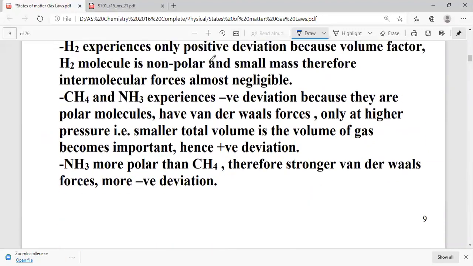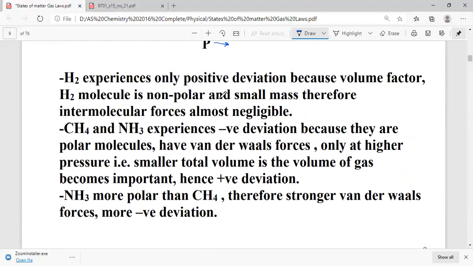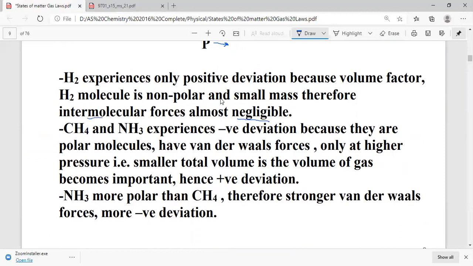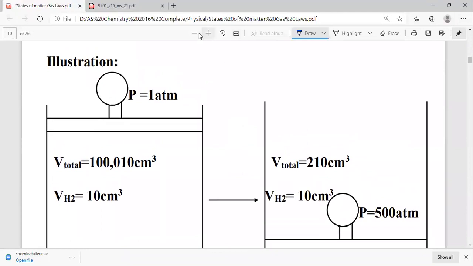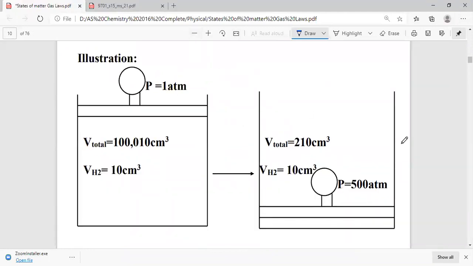It's small and non-polar, so there are very small or negligible intermolecular forces. Now let's look at this first. Let's say I explain it this way. I've got two scenarios here. Let's say I've got a volume of hydrogen gas here. The actual volume, the size, is 10 cm cube. All this here, by itself, actually has a volume of 10 cm cube.